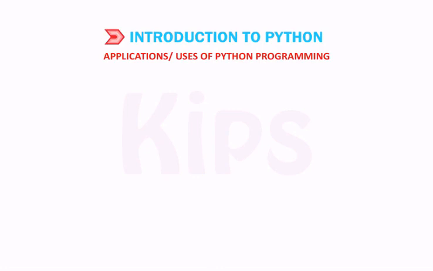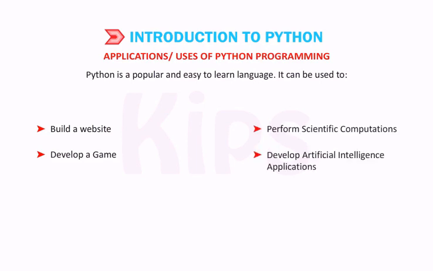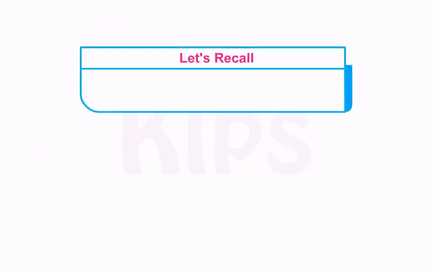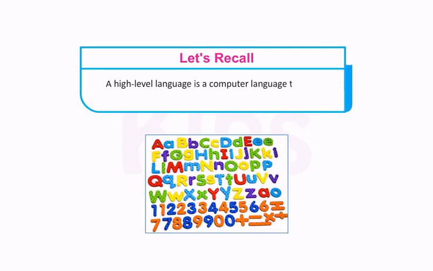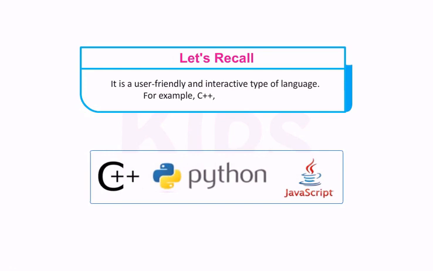Applications or uses of Python programming. Python is a popular, easy-to-learn language. It can be used to build a website, develop games, perform scientific computations, develop artificial intelligence applications, program robots. Students, let's recall. A high-level language is a computer language that uses alphabets, numbers, and special symbols for coding. It is a user-friendly and interactive type of language. For example, C++, Python, Java, etc.